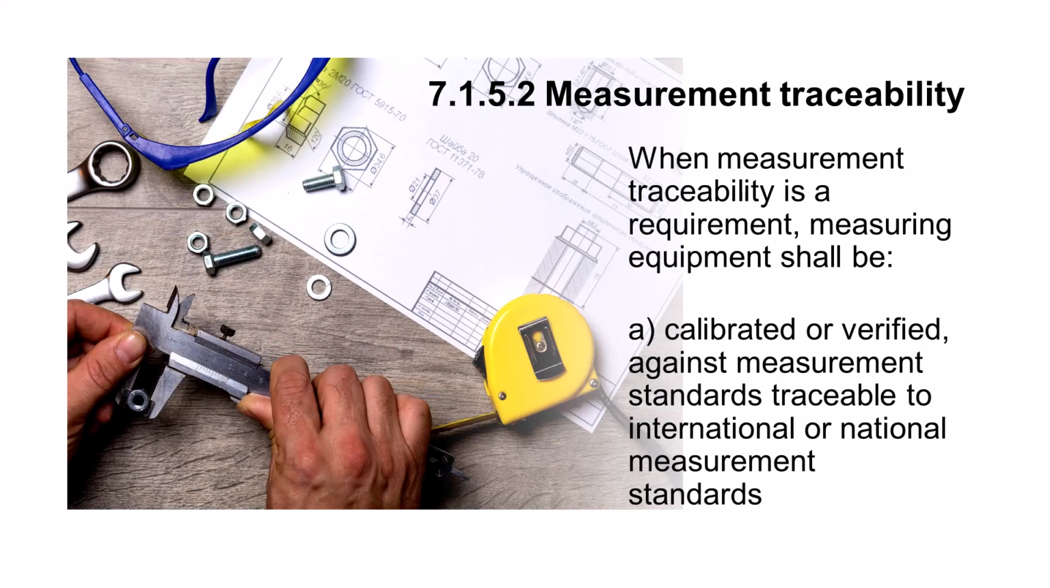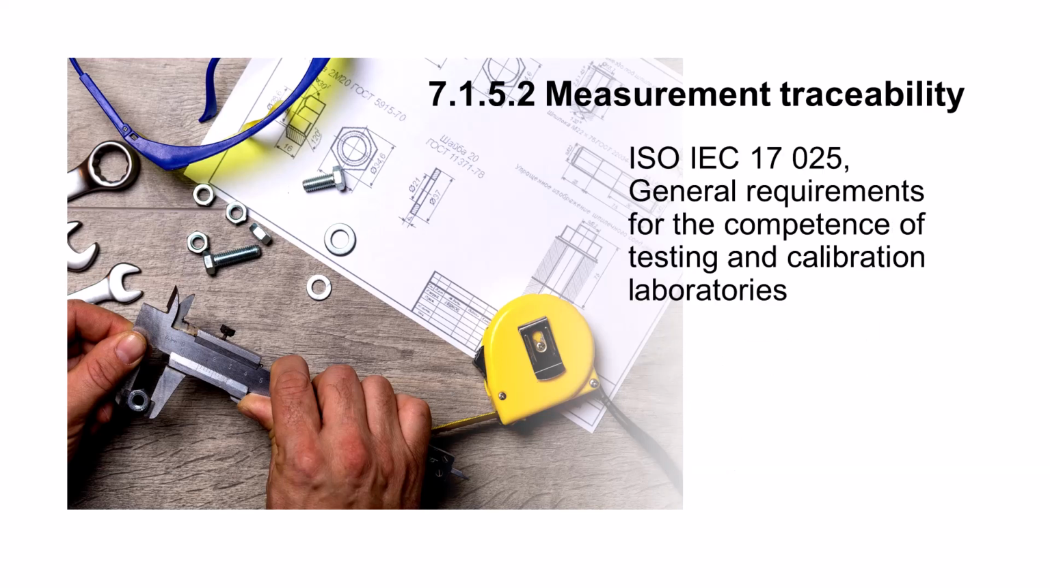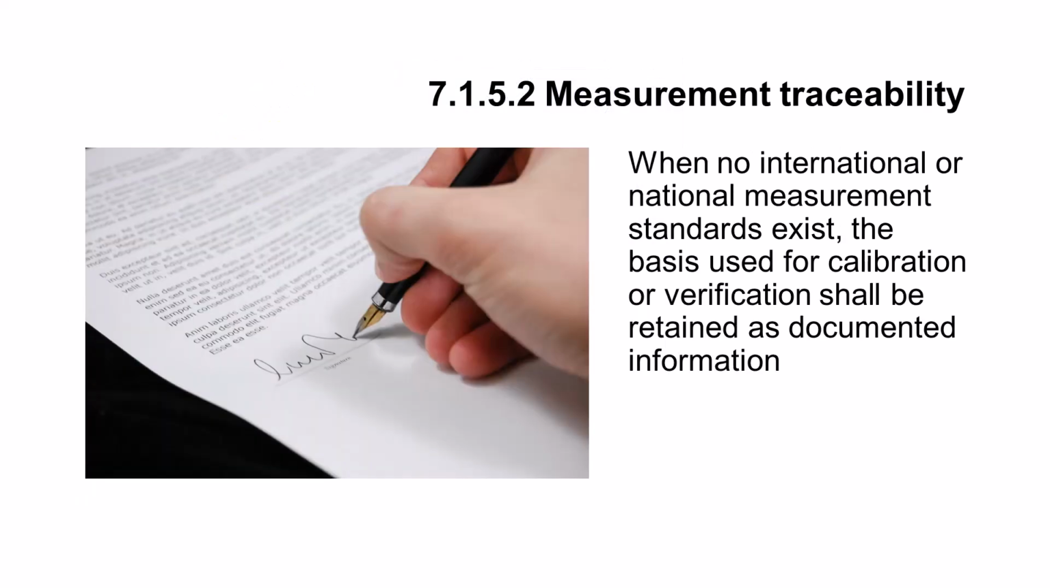For measurement traceability, the ISO 9001 standard requires that measuring equipment shall be calibrated or verified, or both, at specified intervals against measurement standards traceable to those international or national standards. Many organizations outsource calibration to companies certified to ISO IEC 17025, General requirements for the competence of testing and calibration laboratories. When standards for calibration are not available and we use our own, we have to maintain documented information as the basis for calibration or verification.